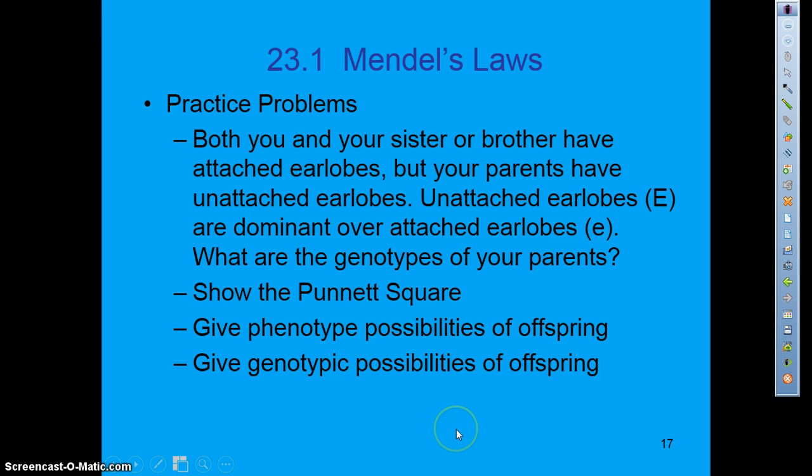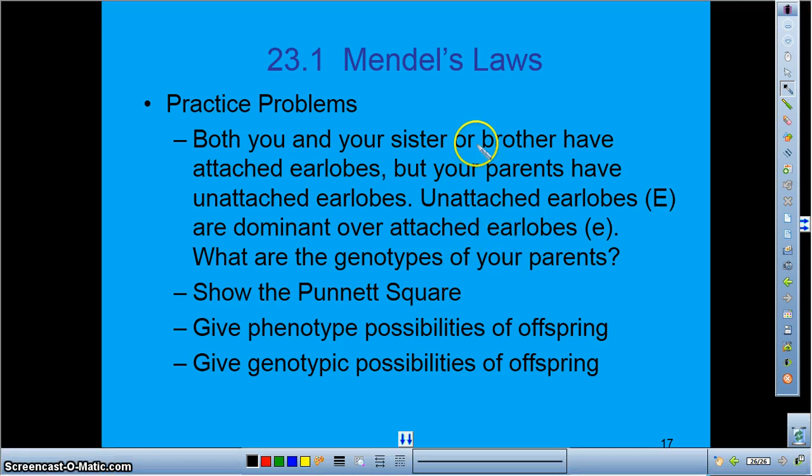Both you and your sister have attached earlobes, but your parents have unattached earlobes. Unattached earlobes are dominant over attached. What are the genotypes of your parents? So let's stop and think about this for a minute. You and your brother have attached, and that means that you must both be recessive. It says, what are the genotypes of your parents?